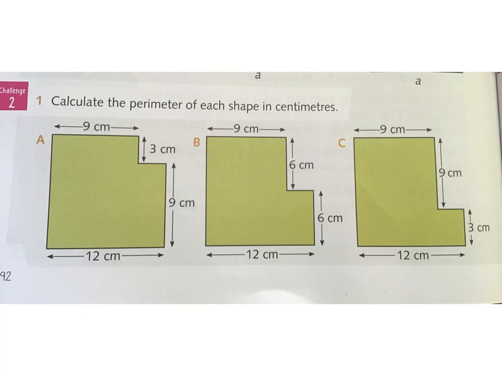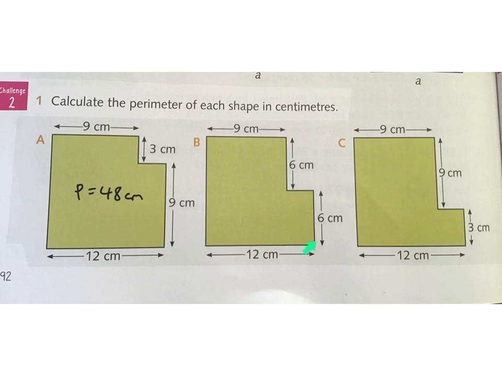Okay, here are the answers for challenge 2, question 1. We did A in our example video, our teaching video, and we found out that the perimeter was 48 centimetres. So we're going to work out B now. Let's look at the missing sides.